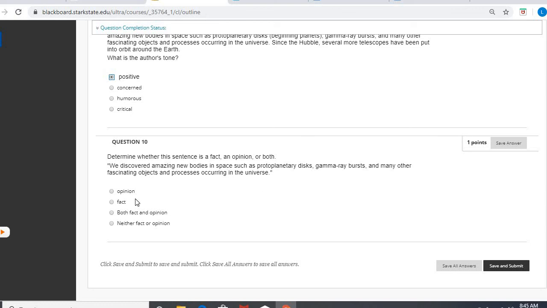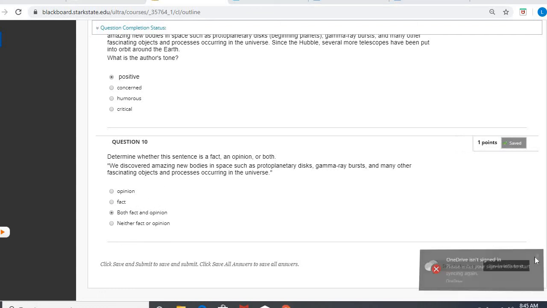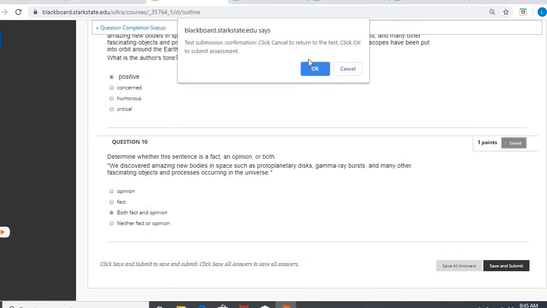Is this pure opinion, pure fact, both, or neither? Not even sure what neither would look like. But this is an example of both. We could prove this. We could prove, okay, this is what they discovered. But the words amazing and fascinating are opinion words, which makes the sentence a combination of both. So then I would, sorry about that, save and submit.